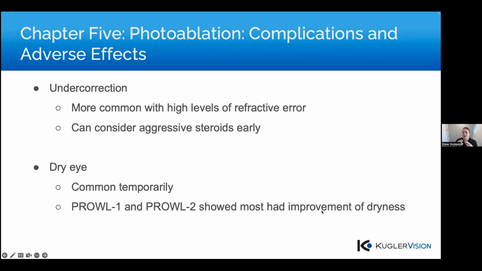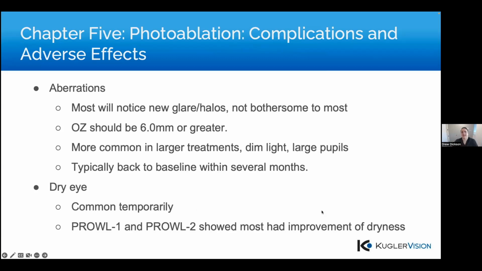Dryness is something that is very common temporarily with either of these, more common with LASIK, because you're actually severing the anterior corneal nerves when you're making a LASIK flap. There were some landmark studies called the PROWL 1 and 2 studies that showed that most patients actually, after having their LASIK, had improvement of their dryness long-term versus worsening.